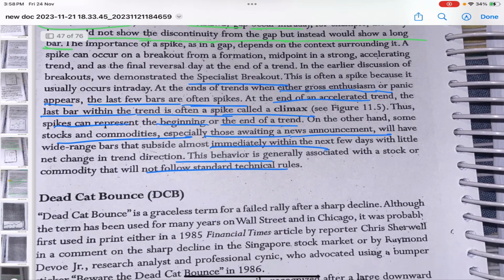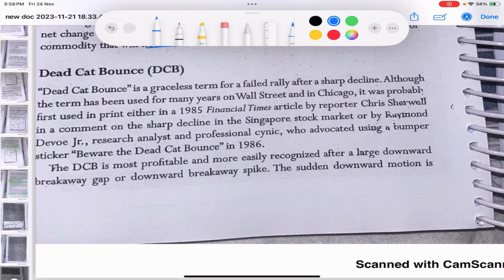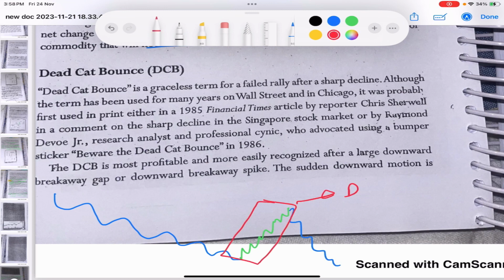Now we come to DCB, a very interesting concept. It is known as the dead cat bounce. What exactly is a dead cat bounce? Sometimes when there is a decline or a downtrend, suddenly the price starts going up, but it can't sustain and falls back again. This failed rally is known as a dead cat bounce. So a failed rally after a sharp decline, that's how they have defined it.